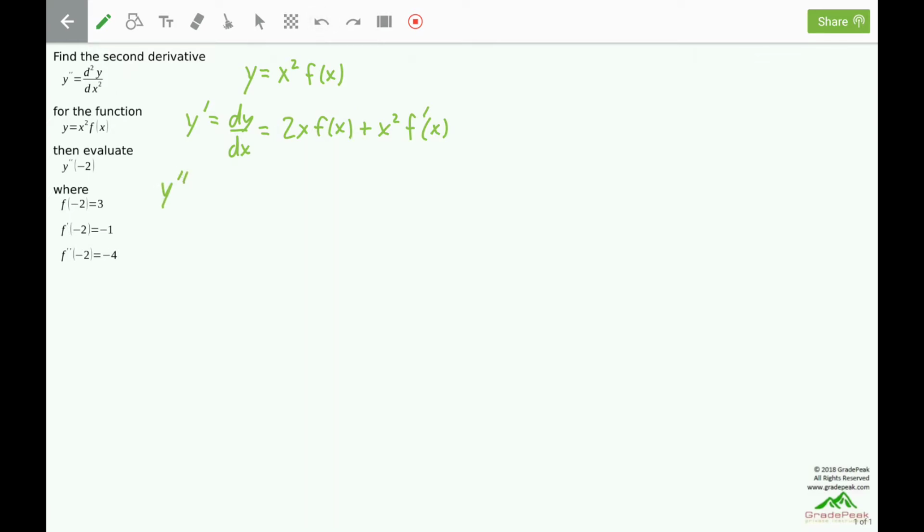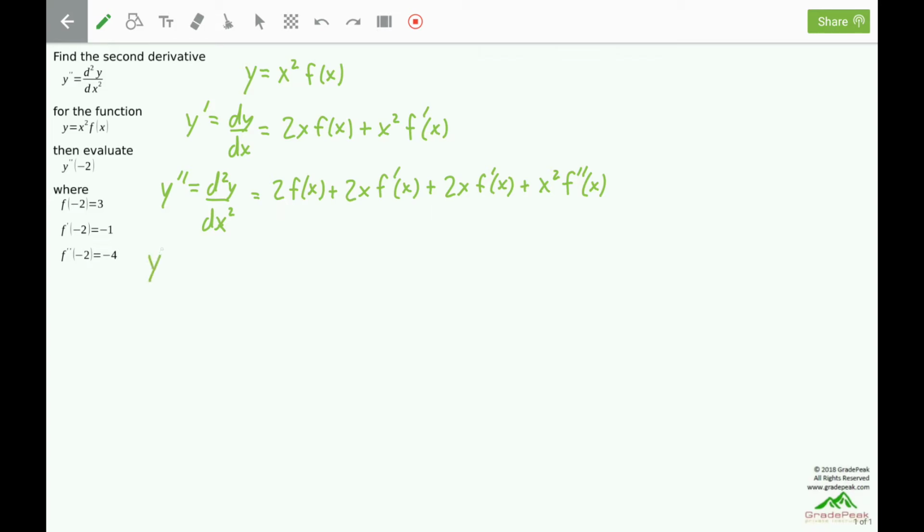So the second derivative, y double prime, or d squared y dx squared, will be the derivative of 2x, which is a 2, times the second left alone, f of x, plus the first left alone, 2x, times the derivative of the second, the derivative of f, we will call f prime of x. That's the product rule for the first, and now we have the product rule for the second. The derivative of the first, the x squared, will be a 2x times the second left alone, f prime of x, plus the first left alone, x squared, times the derivative of the second. The derivative of f prime will be f double prime.